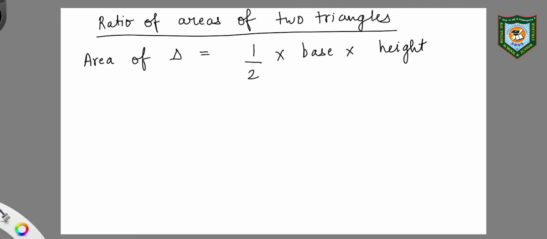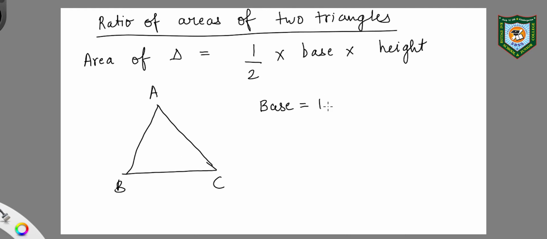Now base can be any side, but height is always the length from the base to the opposite vertex. So I'll draw a diagram and explain how to choose base and height. So let's take a triangle here. This is triangle ABC. Now initially I'll start with base equal to BC. So now if my base is BC, that means my height has to be from the opposite vertex to BC. So the opposite vertex to BC is the vertex A.